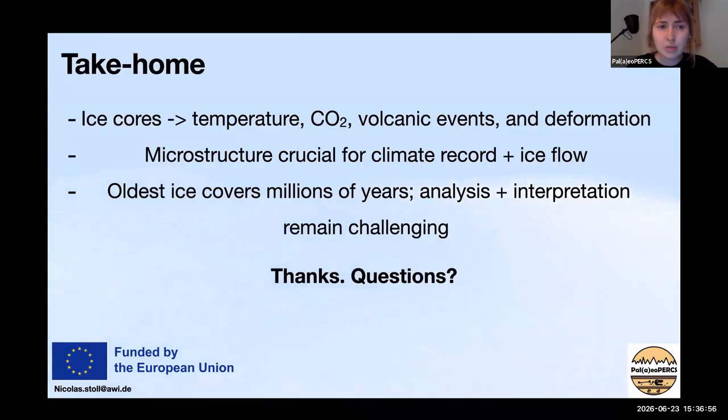So you kind of touched on this already in the end with the questionable annual layers, but this question asks, what is the temporal resolution of ice cores and how does that change once you go deeper and the ice becomes more compressed?